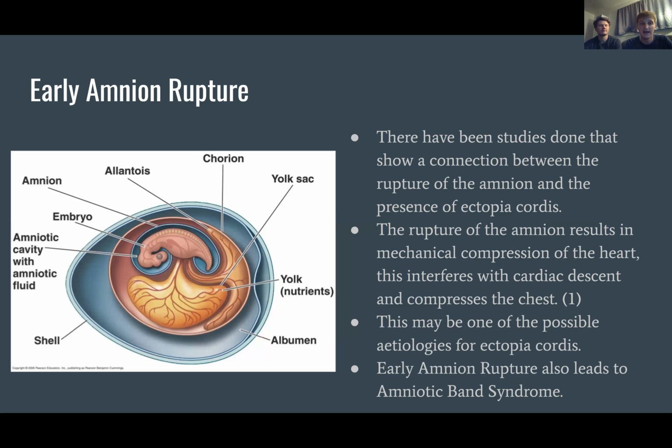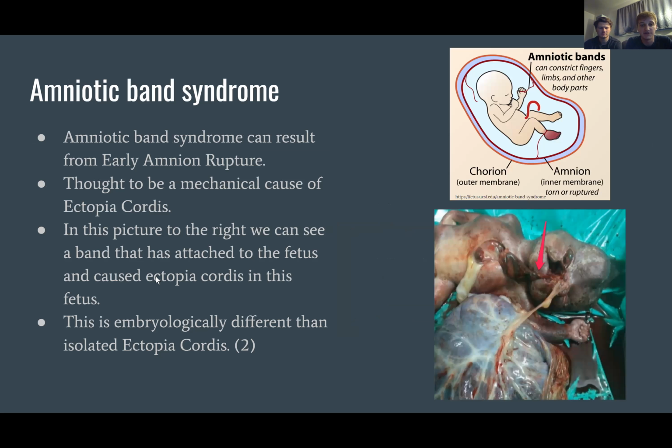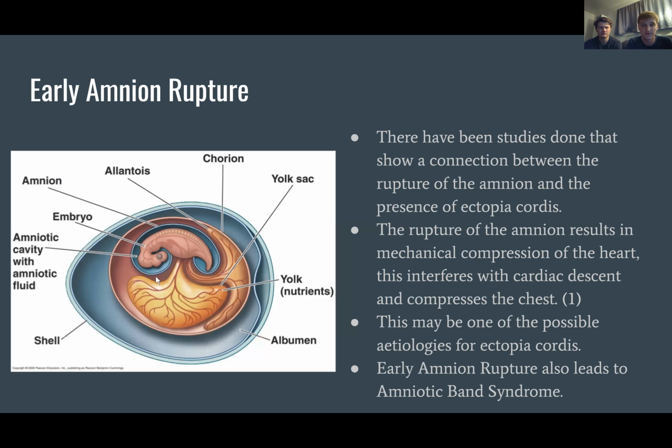The next one is something called early amnion rupture. So here you see the embryo, and it's surrounded by the amniotic cavity. And sometimes this amniotic cavity can burst. And this leads to different pressures than the embryo is used to, maybe by the yolk sac or just the yolk itself pressing on the embryo in a way it's not supposed to.